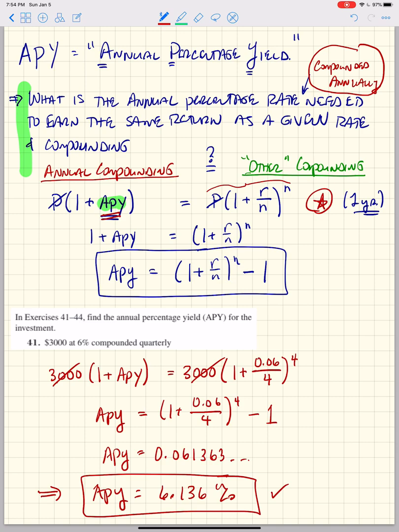If you have the APY for two different investments, the better investment will be the one that has the highest annual percentage yield. That is, it's returning an equivalent amount that is a better or greater rate of return than another. So the higher, the better.